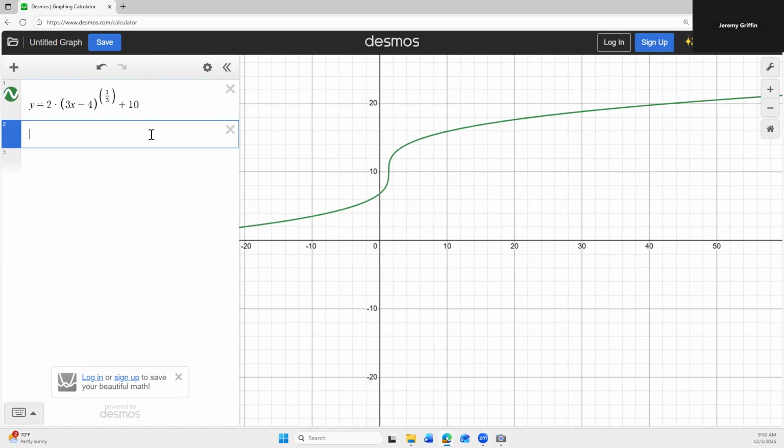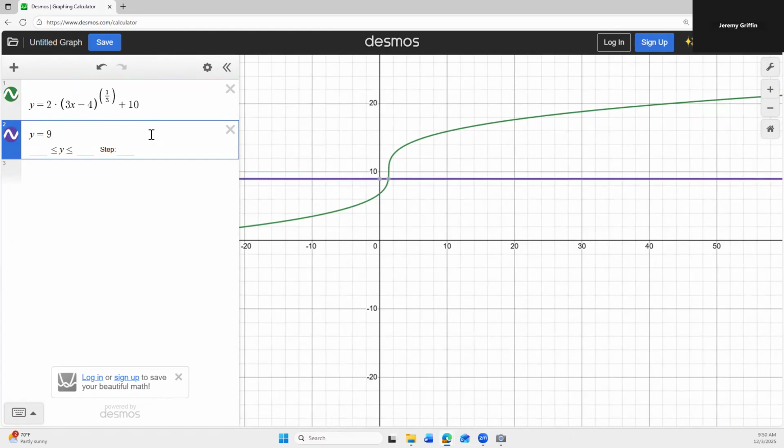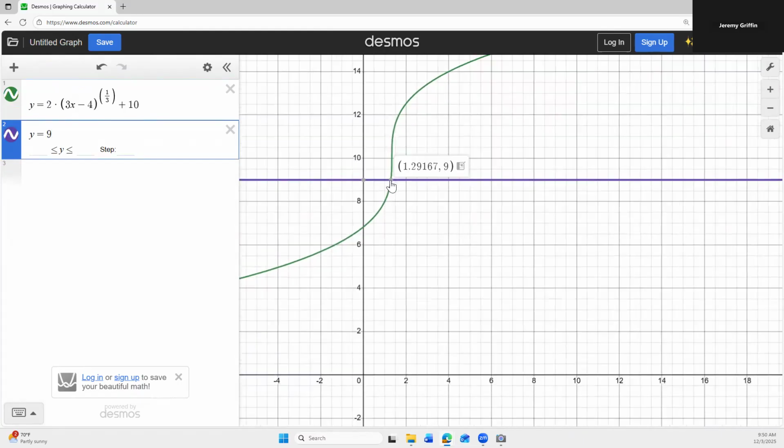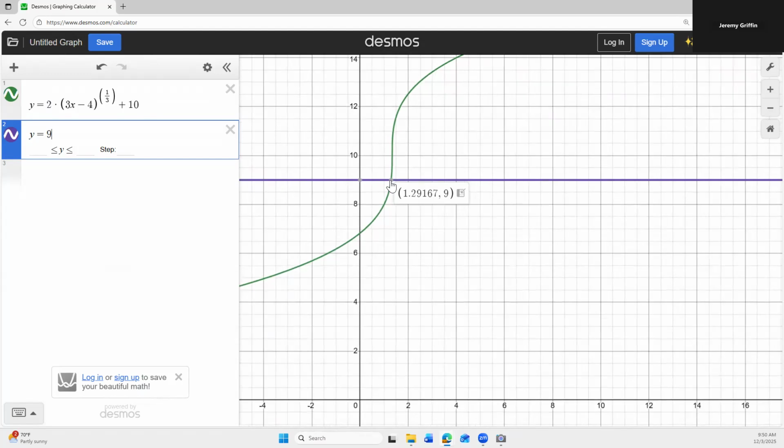And then the right side of the equation said 9, so I'll say y equals 9. And oh, guys, look where those cross. Now Desmos will give you a gray dot. You hover over the dot, it tells you exactly the coordinate. So the solution is where x is about 1.29 and y is equal to 9. There you go. So you guys can solve graphically.